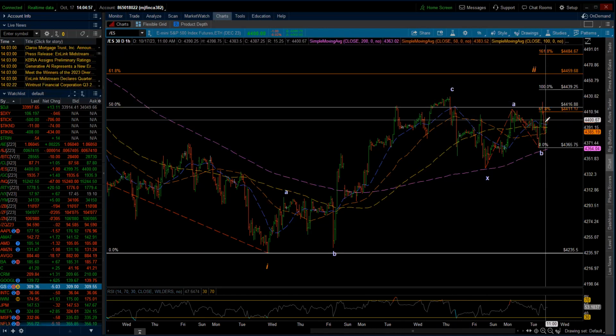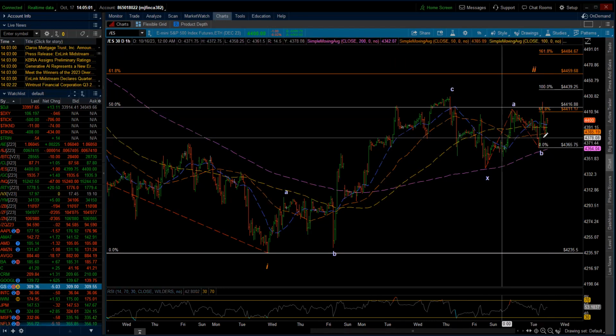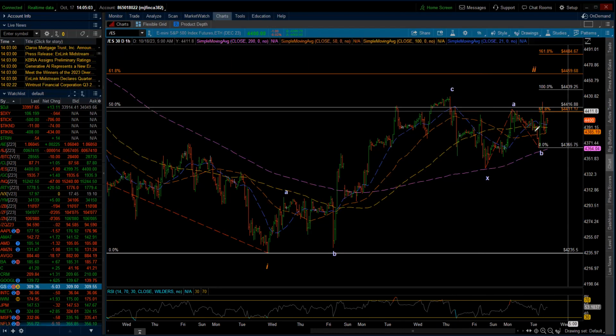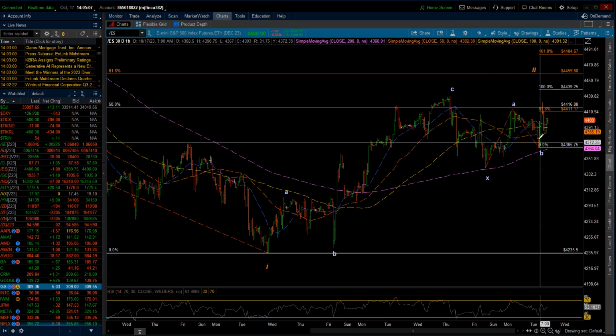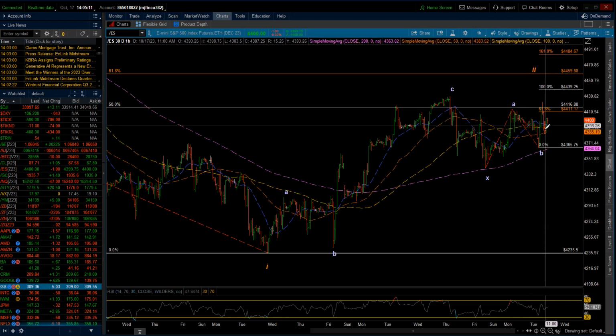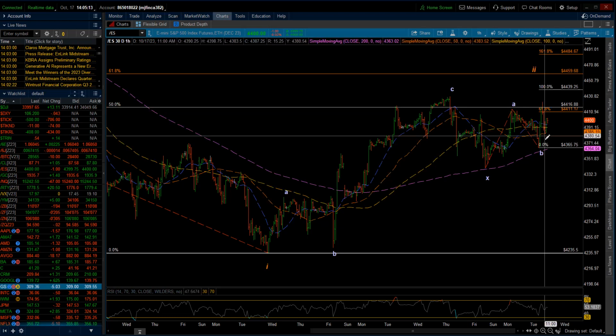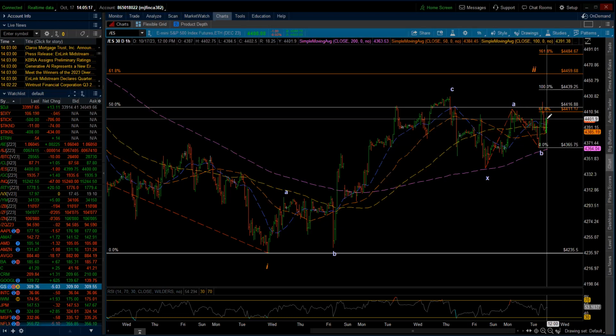Then we turned yet again, came back and stuck right at that hourly 50 simple moving average. We broke the 100 on the way up and produced a strong rally, then broke it on the way back down but did not do that much damage. Then we rallied yet again up into the close.